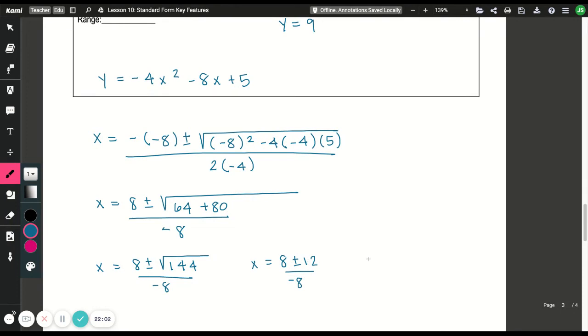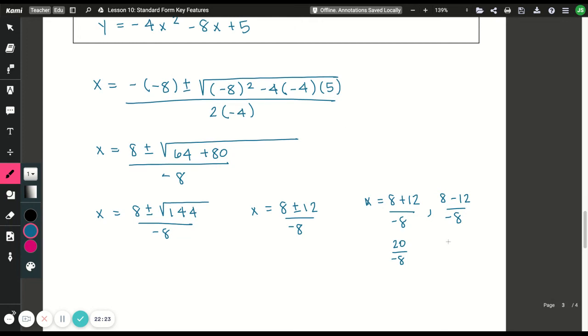So we're going to get our two answers now. x equals 8 plus 12 over negative 8. And then you have to do the minus. 8 minus 12 over negative 8. 8 plus 12 is 20 over negative 8. And 8 minus 12 is negative 4 over negative 8. So we should reduce them. This reduces to negative 5/2. And this reduces to negative 1/2.